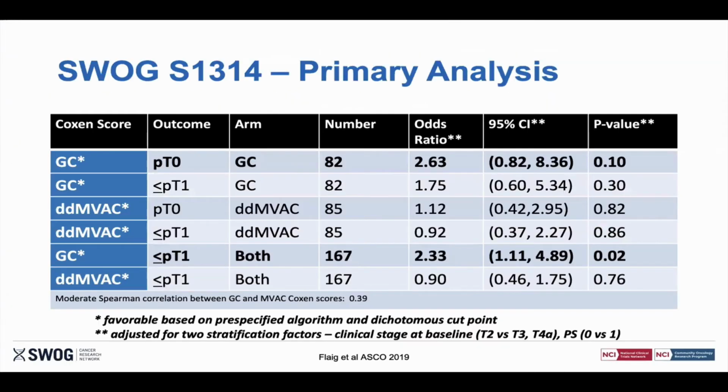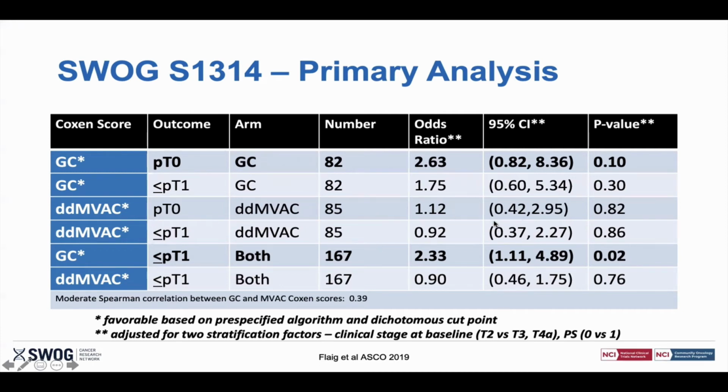And so this is actually now being published. I need to update this slide. But basically it failed. And I'll just walk you through this table. So there's a Coxswain score for GemCis and a different score for dose-dense MVAC. And so if you look at the patients treated with GemCis, so this is the arm over here, and you look at either T0 or non-muscle invasive disease, you see a hint that the score is working to predict T0, but the p-value is 0.1. So odds ratio 2.6. So it looks like maybe if you had a bigger cohort that the GC score might predict response to GC, but it didn't as this trial was powered.